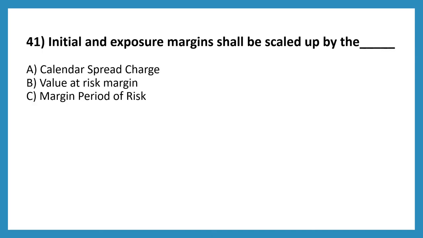Initial and exposure margins shall be scaled up by the: Option A, calendar spread charge. Option B, value at risk margin. Option C, margin period of risk. The correct answer is option C, margin period of risk.